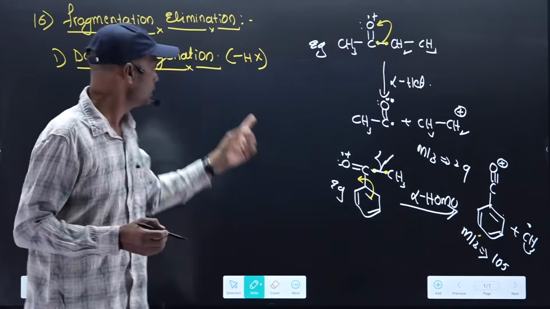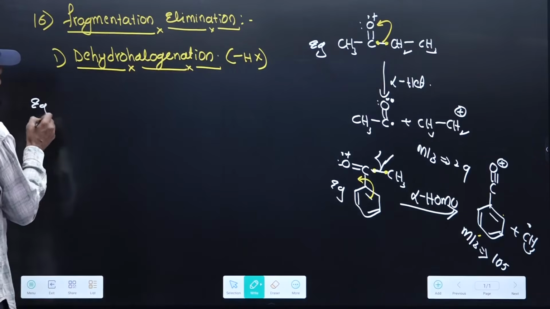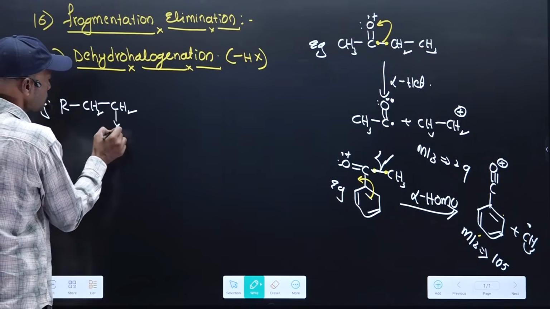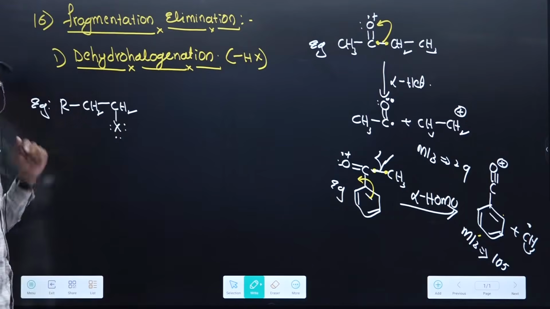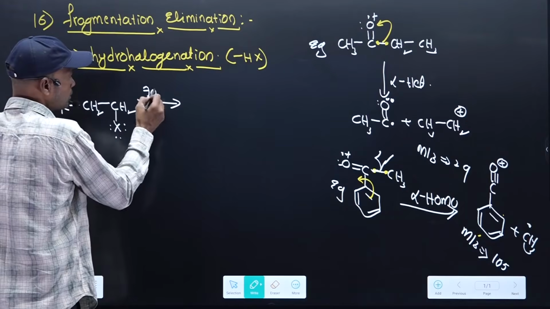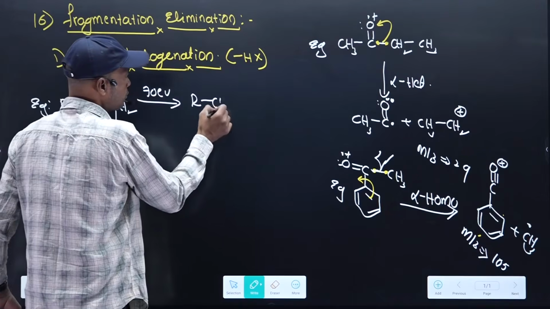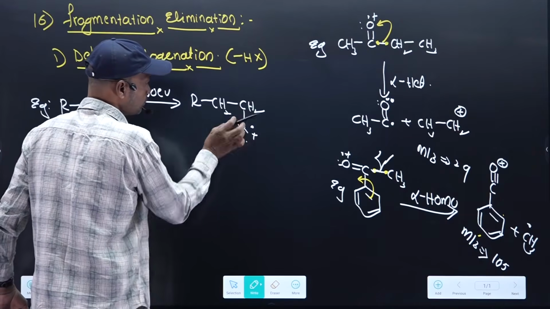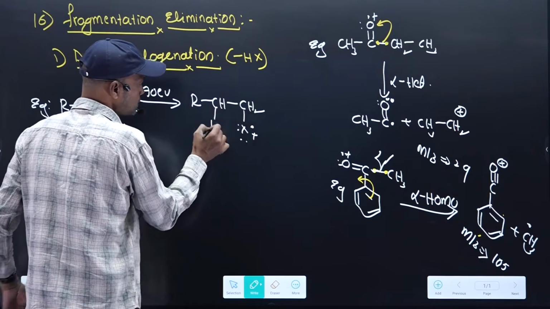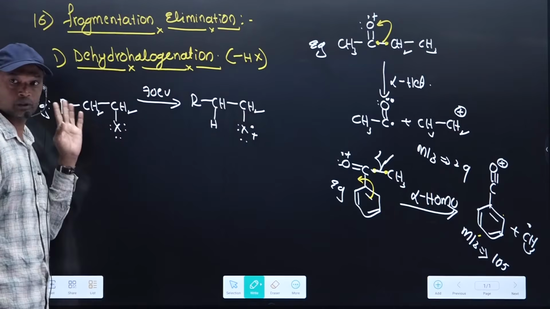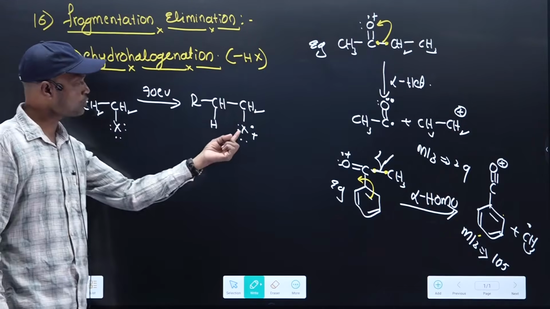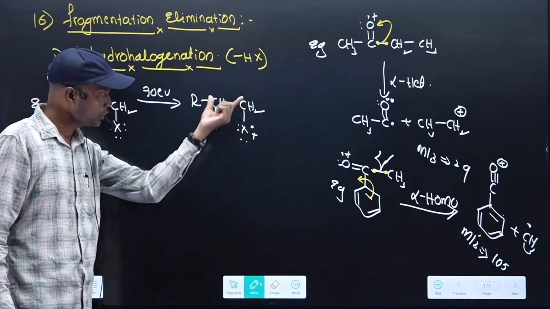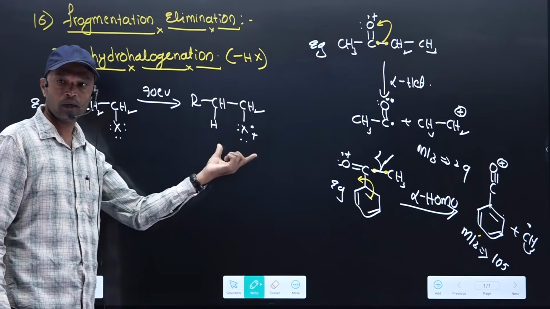Especially dehydrohalogenation means, just listen, this is RCH2 and here one more CH2 and this is X. Is it an alkyl halide or not? At 70 electron volts of electron impact, remember, there is formation of a radical cation. And this hydrogen will be as usual. Now the question is, I want to remove the halogen from this carbon and hydrogen from this carbon. If I remove hydrogen and halogen in the form of HX, that is called dehydrohalogenation.